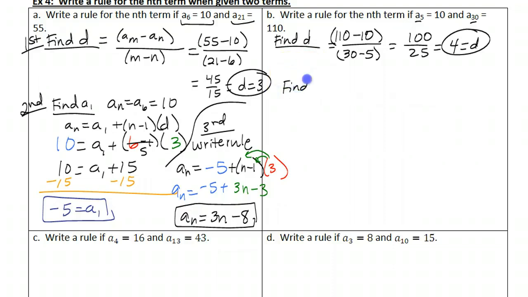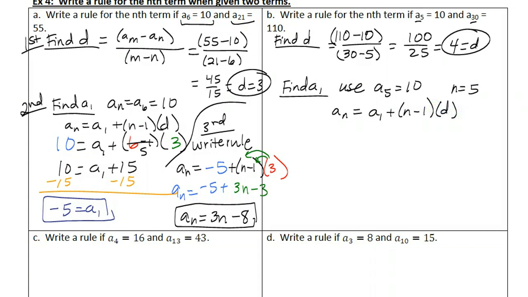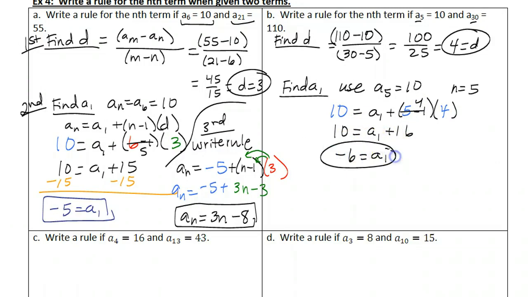Step 2, I'm going to find A1, and again I could use either term 5 or term 30. I'm going to use term 5 just because it looks like a smaller number. I don't know, so maybe it'll be easier. So N is 5 this time. Okay, so I am going to use term 5 is 10, N is 5, and D is 4. 5 minus 1 is 4. Okay, 10 equals A1 plus 16. Subtract 16, and A1 is negative 6.